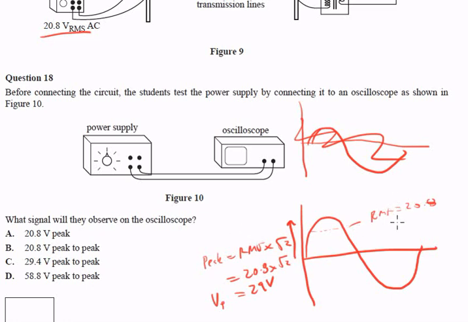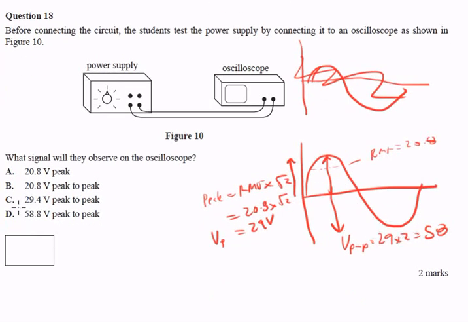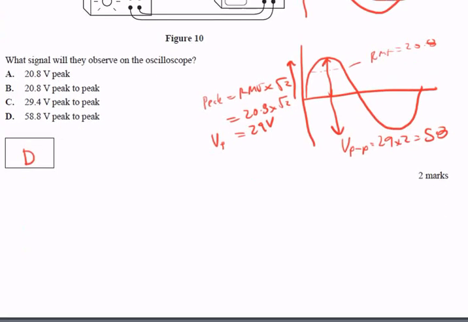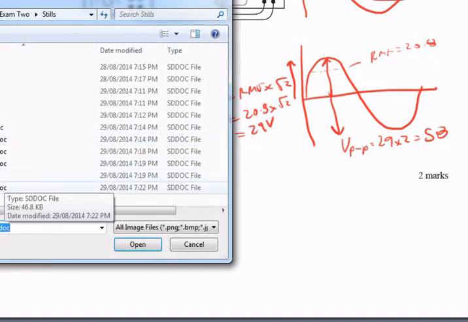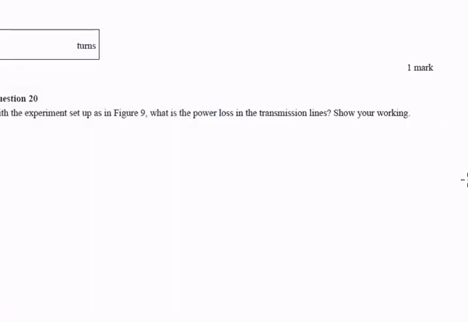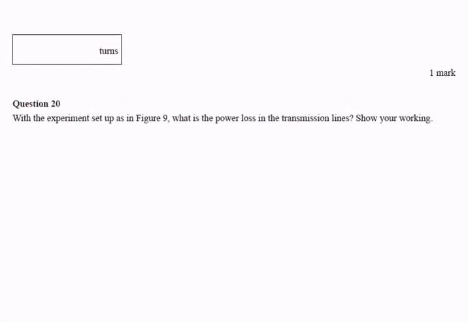The other thing they might be looking for is from one peak to the other peak. And that is 29 this side and 29 this side. So that's the peak to peak. And that equals 29 times 2, which equals 58. And peak to peak, 58 is an answer. So there's our answer D. Right.